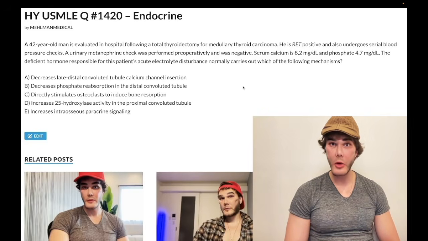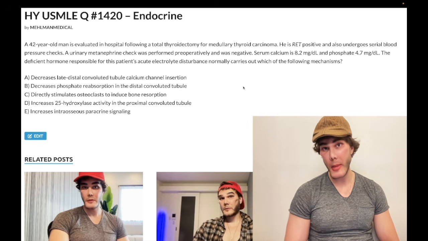How's it going, guys? We have a past level question for Endocrine. A 42-year-old man undergoes a total thyroidectomy for medullary thyroid cancer, often associated with the RET proto-oncogene. It need not be full-blown MEN2A or MEN2B.